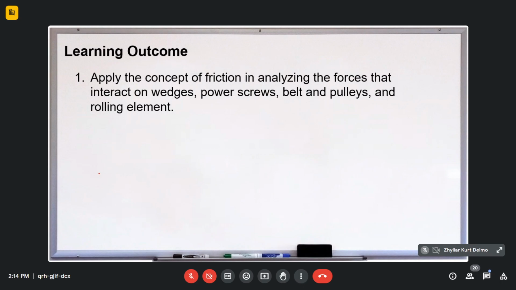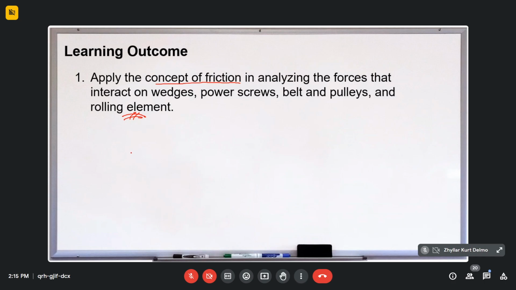Now, for our second lesson, in this module, we only have one learning outcome. That is, you will be able to apply the concept of friction in analyzing the forces that interact on wedges, power screws, belt and pulleys, and lastly, the rolling element. In these applications, we still use the concepts from equilibrium of force systems, plus the concept of friction to analyze these different applications of friction.